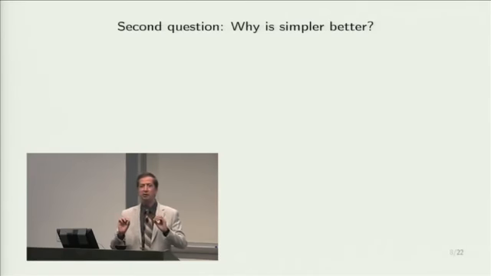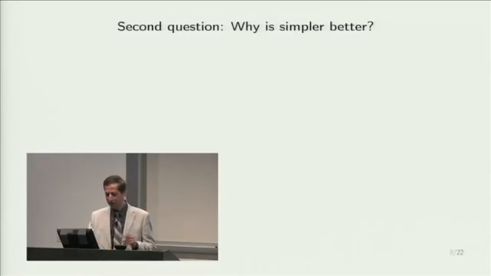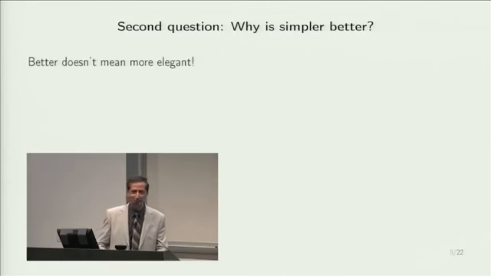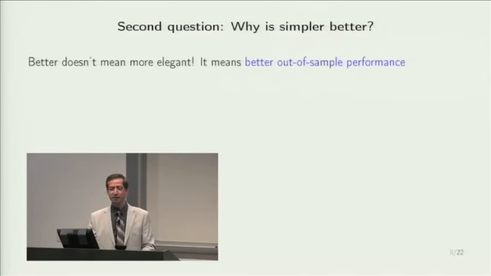Now we go to the question is, why is simpler better? Okay? So the first thing to understand is that we are not saying that simpler is more elegant. Well, simpler is more elegant, but this is not the statement of Occam's razor. Occam's razor is stating that simpler will have better out-of-sample performance. That's a concrete statement, okay?